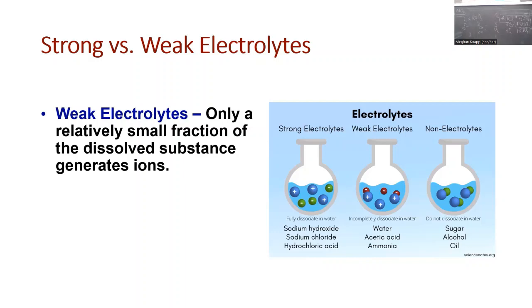Our strong electrolytes are going to primarily include our ionic compounds, so sodium hydroxide, sodium chloride, and our strong acids, hydrochloric acid is a strong acid. And then our non-electrolytes are things that are only nonmetals. So I have sugar, alcohol, that's ethanol, C2H5, and then an OH on the end, because an OH attached to a carbon is an alcohol. And then oils and fats, also carbon, hydrogen, and oxygen.